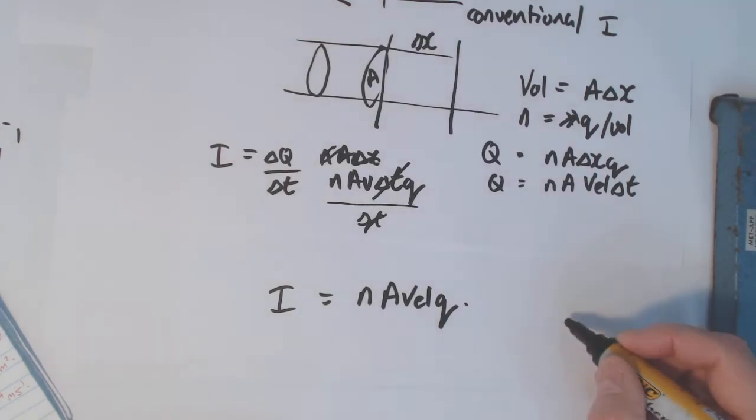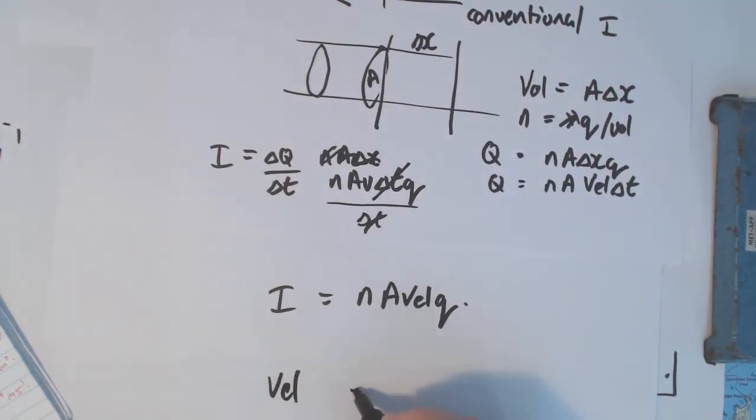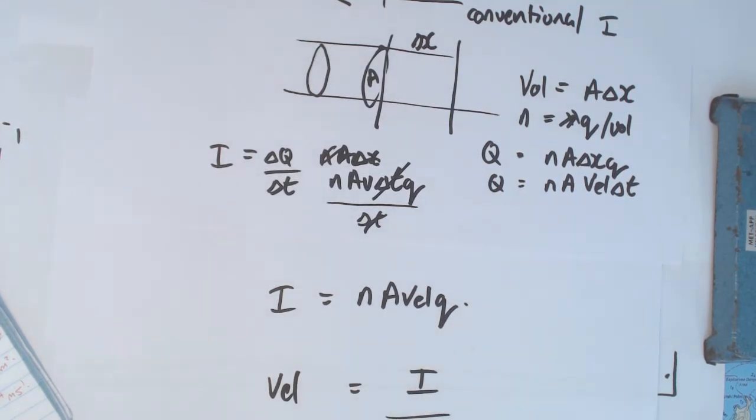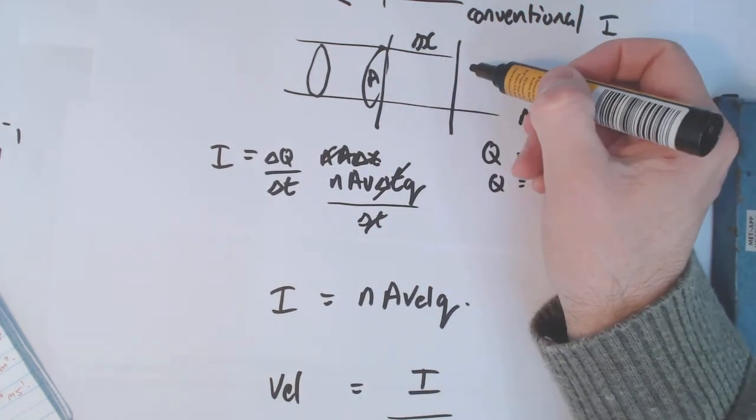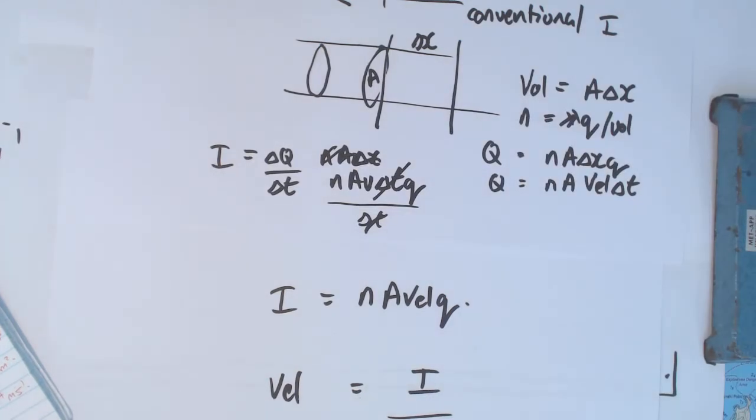So if I want the velocity, I can just rearrange that, can't I? Velocity will equal I divided by n A q. Now if I go to the trouble of doing that, what's that velocity of? It's the velocity of the electrons. Because basically we've said if they move a certain distance in a certain time, that's their velocity. So if we divide the current by the number of charges per volume, times the area, times the charge on a single charge, we'll work it out.